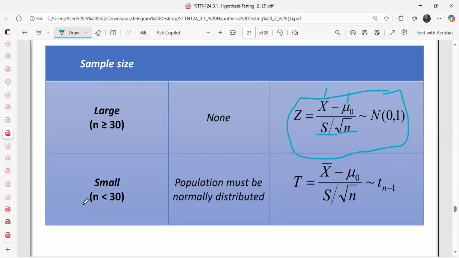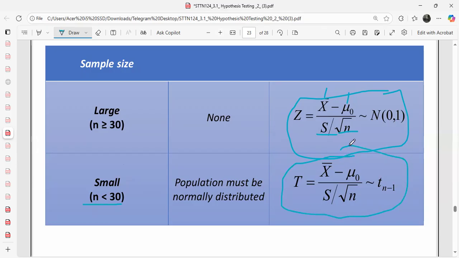Then if n is small, you get a random sample which is small. So what you're going to do, if n is small, maybe n is equal to 20, but it has to be less than 30, it means you're going to use the t here. So it's very important to check whether n is greater than or smaller than 30.